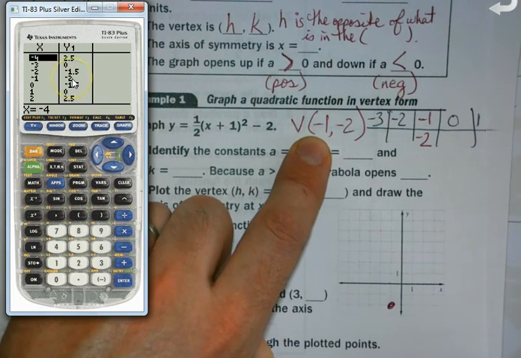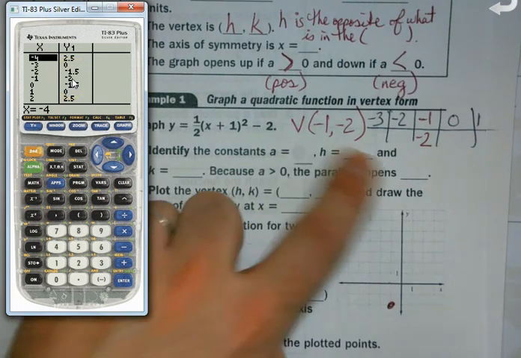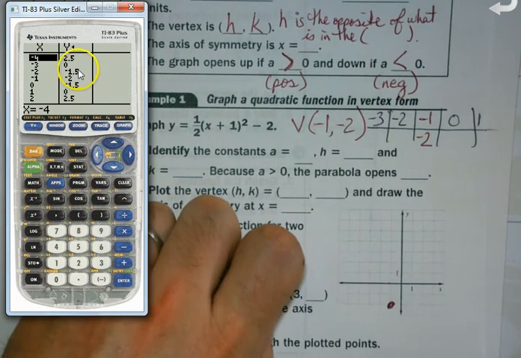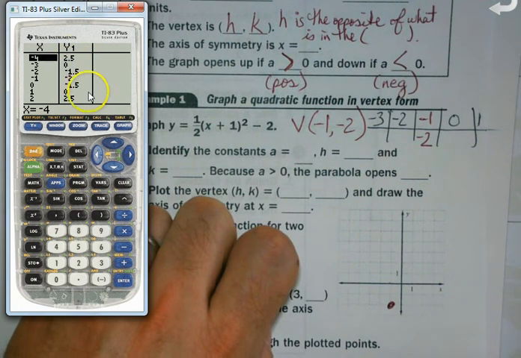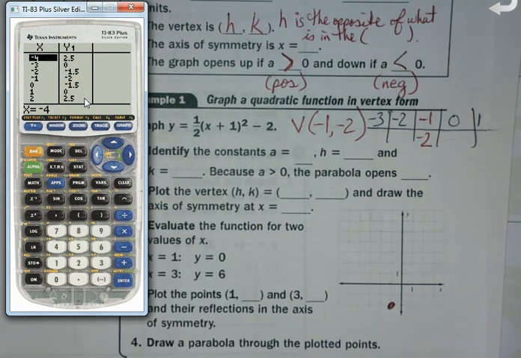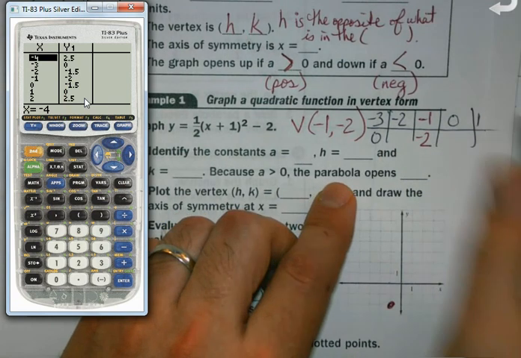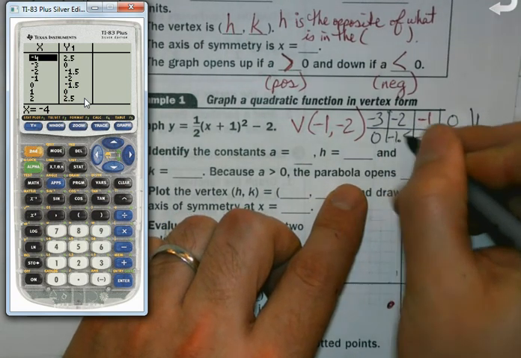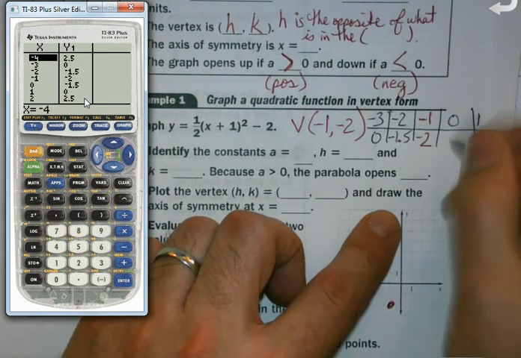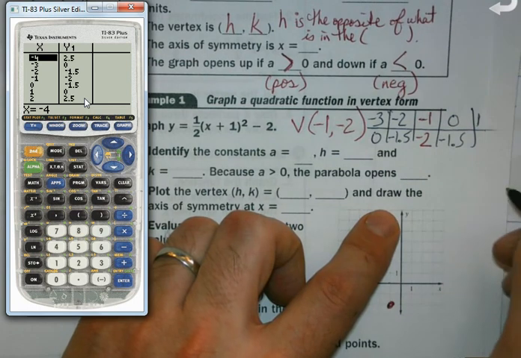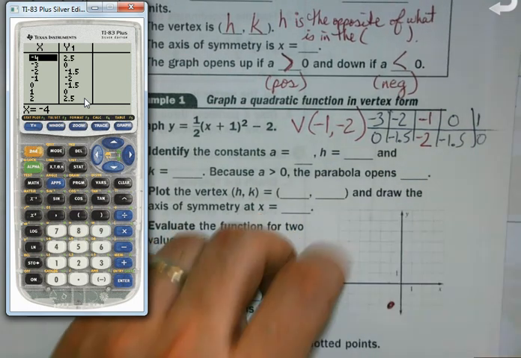Because now notice, okay, there's the negative 2. I knew that was negative 2. But check out the values. Negative 1.5, they're the same. 0, they're the same. They're symmetrical. 2.5, they're the same. So I can fill in my chart now. Negative 3 is 0. 2 is negative 1.5. Negative 1.5. And 0.